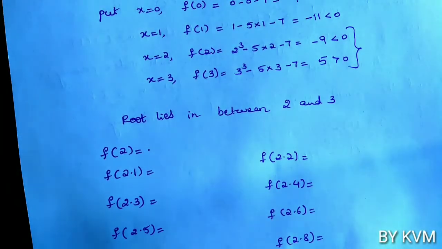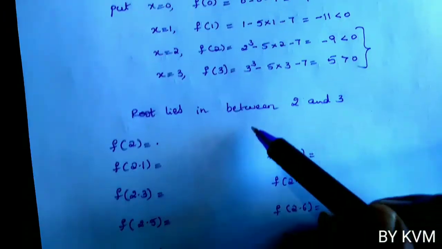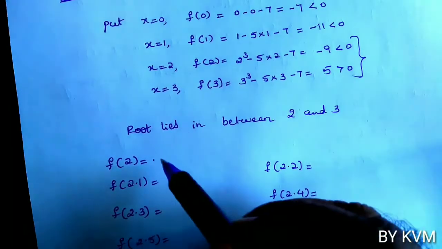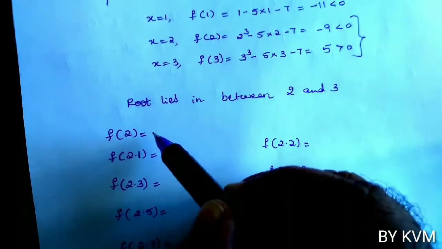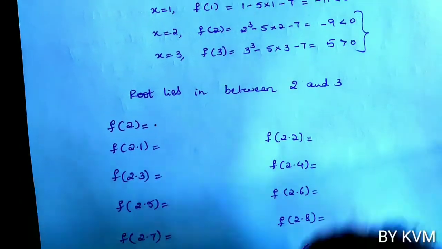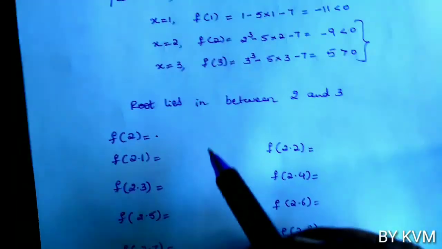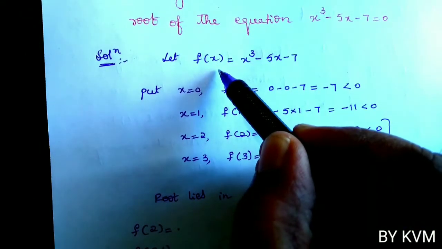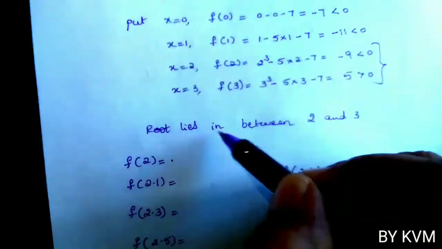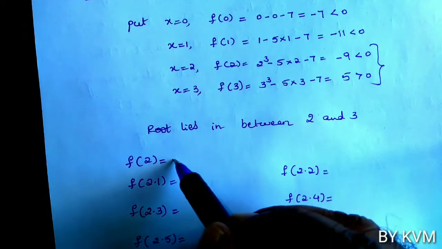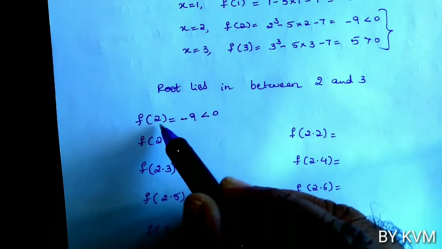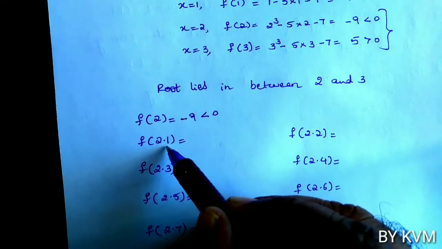Now we have to move closer to the root. We got that the root lies between 2 and 3, and now we have to move more closely to the root. So again we give values for x in the function f(x) in steps of 0.1. For example, f(2) is -9, less than 0. Now go on increasing the values of x by 0.1.